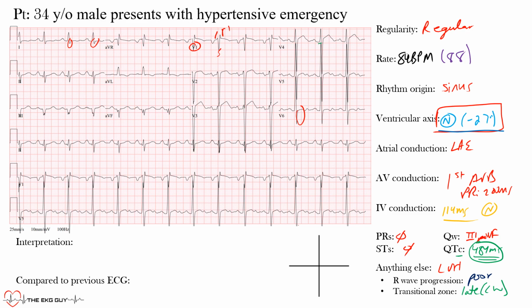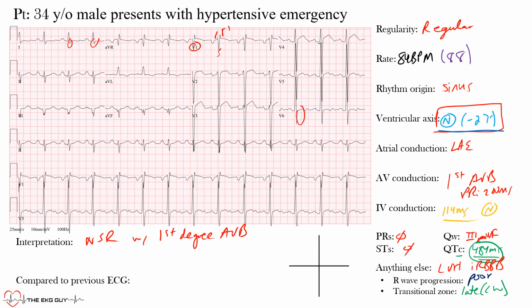All right, and that's a pattern of incomplete right bundle branch block. So a lot going on here. Let's make our final interpretation. So regular rhythm, normal rate, and sinus rhythm. So we call that normal sinus rhythm, and we say with first degree AV block, because we saw that reaching 200 beats per minute, no dropped beats.